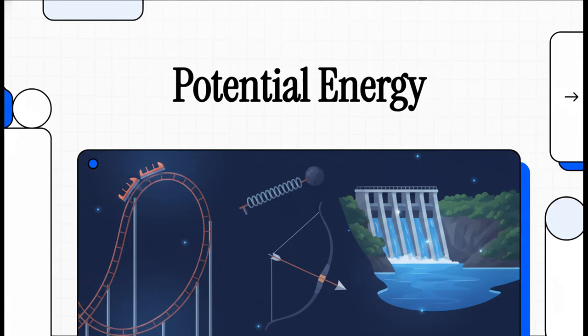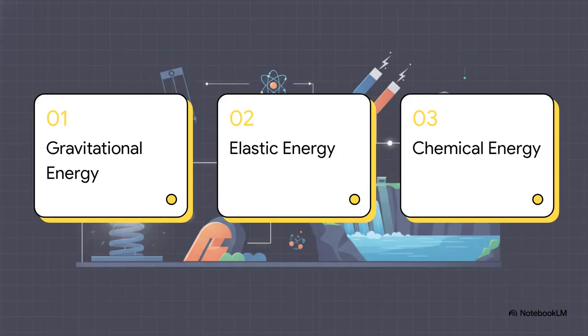Today, we're going to explore potential energy and different types of potential energy, with relevant examples for elaboration. It's a truly fascinating concept, so let's get right into it. So here is our roadmap for today's explainer. We're going to be breaking down gravitational potential energy, elastic potential energy, and chemical potential energy.